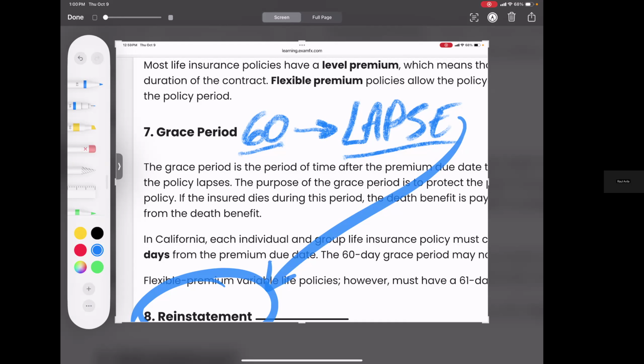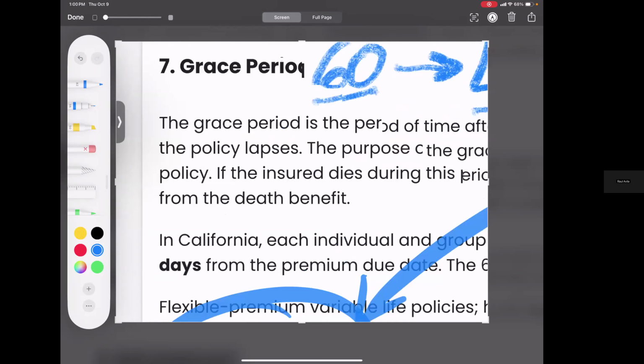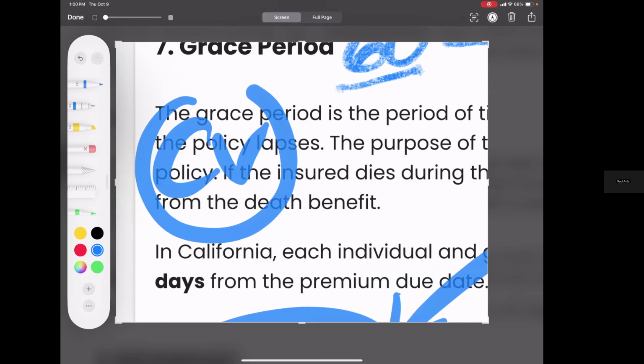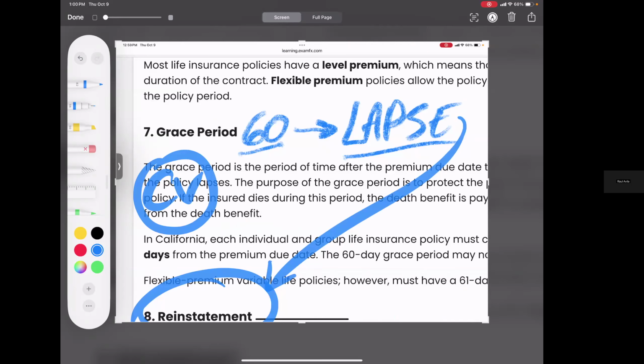So now let's talk about your cash value. What if you have cash value in the policy? After the grace period, it dips into the cash value to pay the policy to keep it active. But once the cash value runs out, once it goes down to zero, now it goes to lapse. See that? Any questions on that? So you get it.